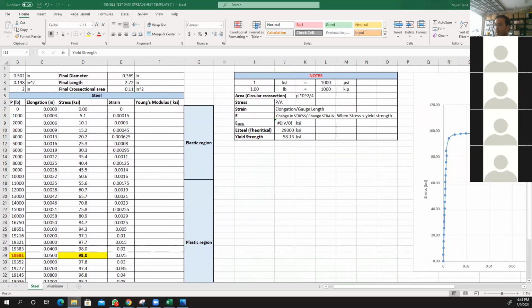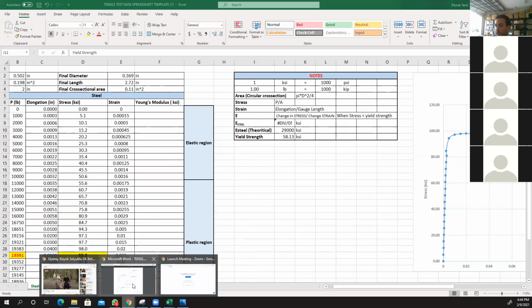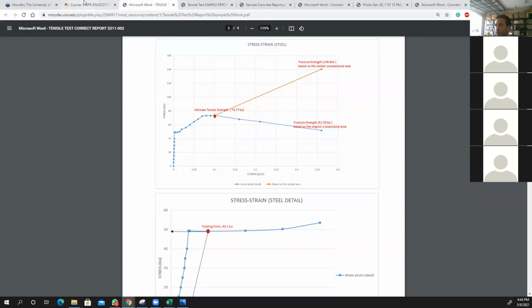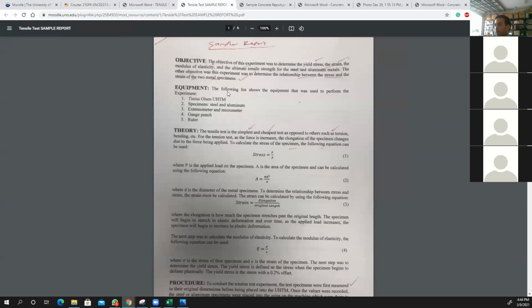So let's look at the sample report. We weren't able to look at the sample report last week because we didn't have time to go upstairs to the room. So let me pull up the tensile report. The objective part is the same for all of you, so you can just copy and paste the same thing because it's given to you.